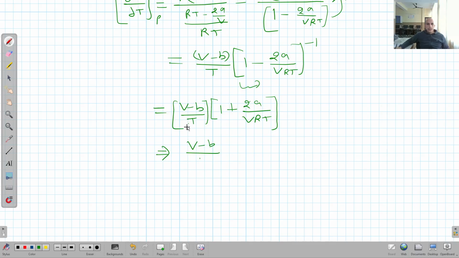I took this T toward this side, clear. So it becomes T (∂V/∂T) at constant pressure. So I took it there. So it becomes b minus b, clear, plus 2a upon RT minus 2ab upon BRT. What I did, T is taken toward this side.